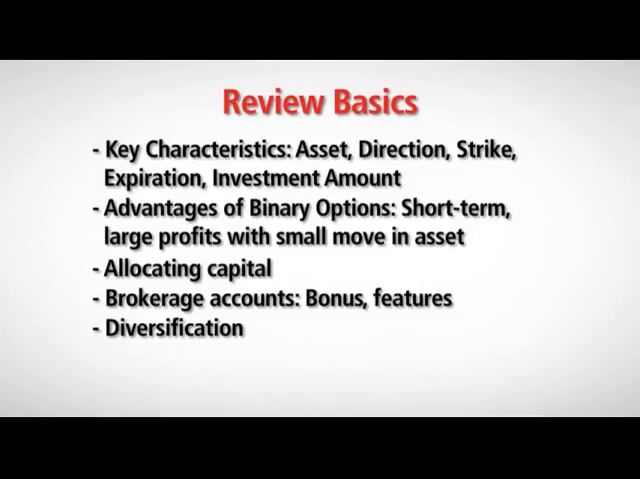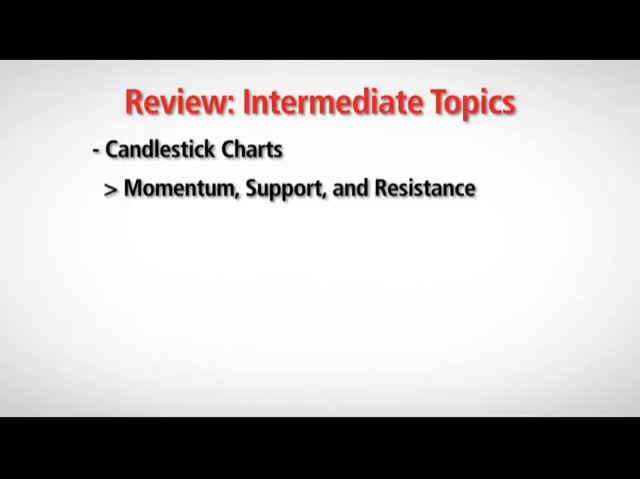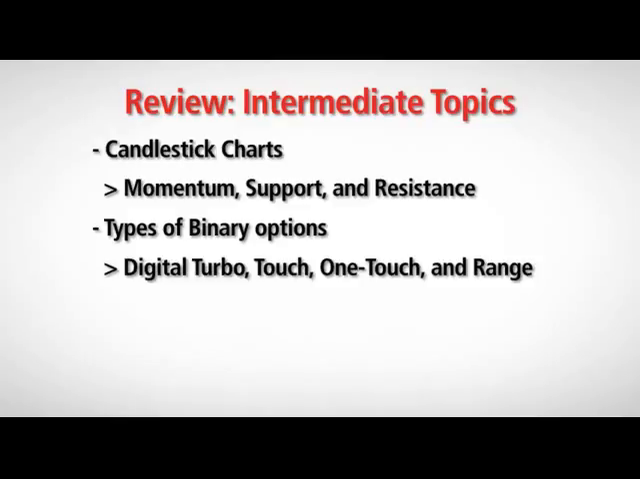After we finished with the basics, we then dove into more detail in our intermediate videos. In our charting lesson, we learned a lot about how to read and use candlestick charts to find good trading opportunities. We covered concepts like momentum, support, and resistance. We learned about the different types of binary options, such as digital, turbo, touch, one touch, and range options. We talked about some of the similarities and differences among the different types and some situations that you would use these more complex types of binary options.